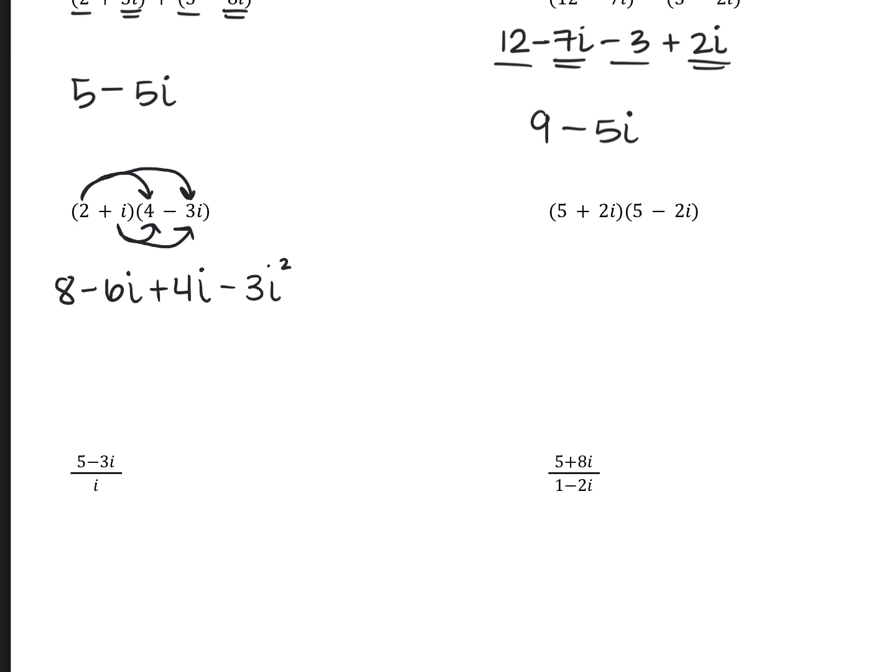So now I have to do two things. I want to combine like terms, and I want to simplify powers of i. So that means replacing that i squared with a negative 1. So I'm going to get 8. Negative 6i and 4i are like terms. So I'm going to get minus 2i. And once I replace the i squared with negative 1, it becomes negative 3 times negative 1, so it's going to become plus 3 at the end here. And then 8 plus 3 is 11. Like terms there, I get 11 minus 2i.